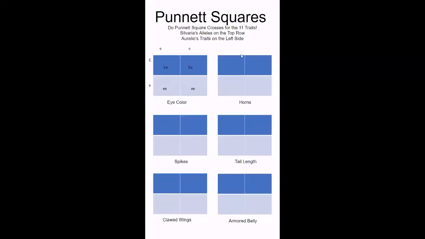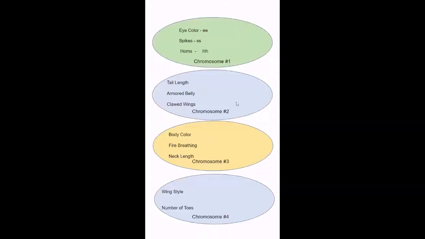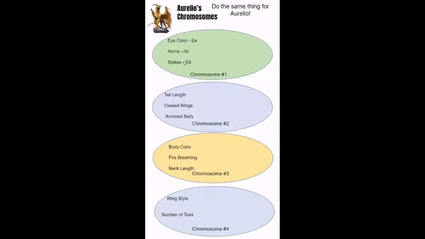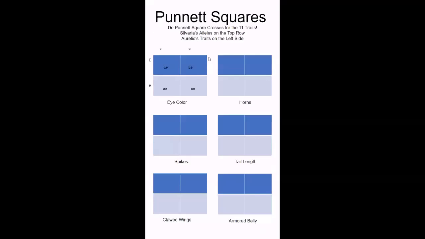Okay, so you're going to do that for all of the traits. You're going to make up the traits here in the chromosomes. Like if we were going to do spikes, big S. I'm sorry, this is supposed to be big S based on the picture. But like I said, it doesn't matter. You'd put SS on the top for Silvaria, and for Aurelio, you'd put SS on the side, and then you'd cross them. Yeah, if they were all the same, it'd be 100%.